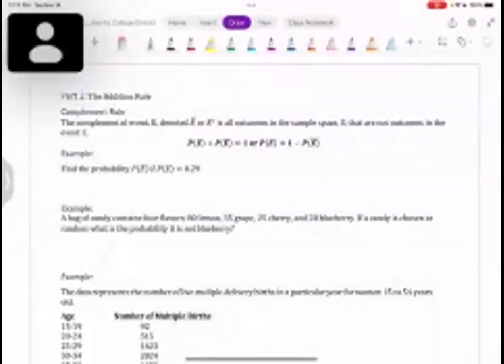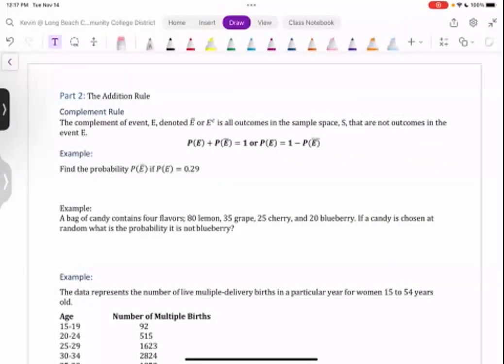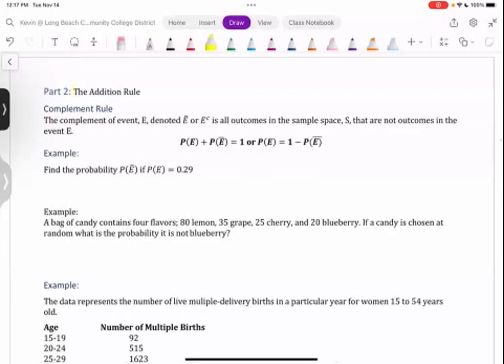Hey, everybody, welcome back. We are doing part 2 for chapter 4. This is the addition rule. And if you're wondering, there is a multiplication rule. It does exist. We're going to start by talking about the complement rule.